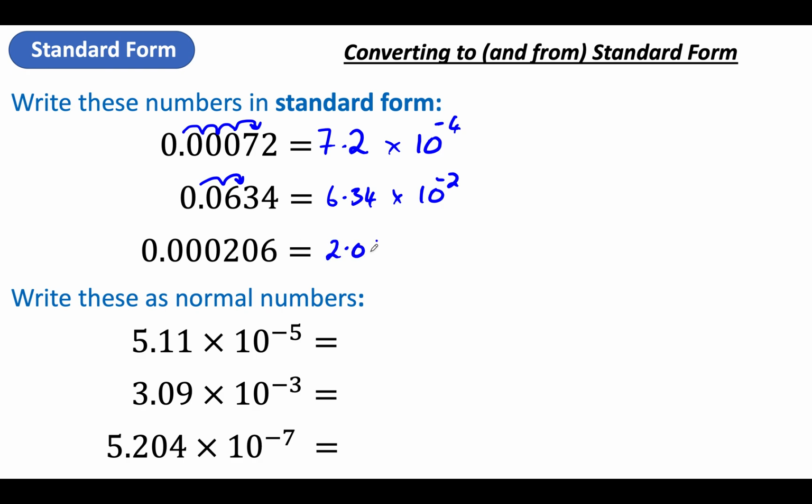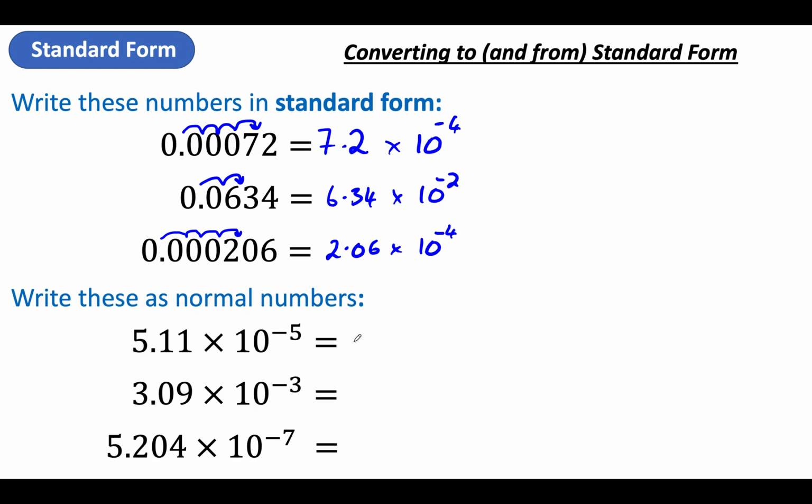And 2.06 times by 10 to the power of, well, how many places does my number need to shift? 1, 2, 3. It really needs to be 4 places smaller. So I've got -4 on there to make my 2.06 4 places smaller.